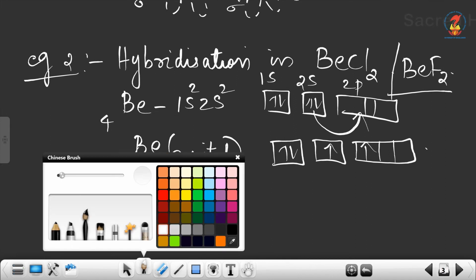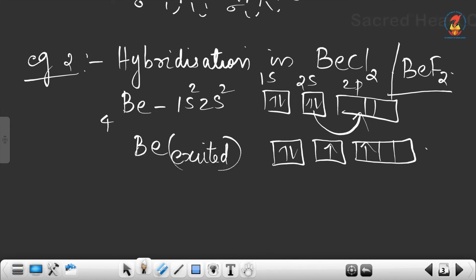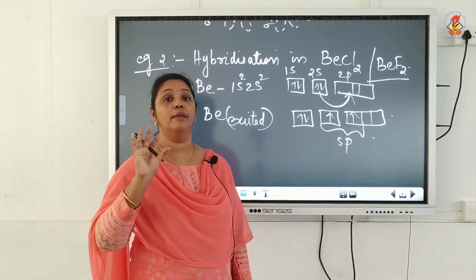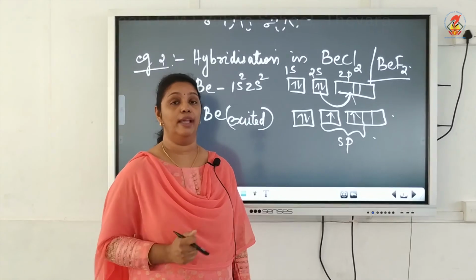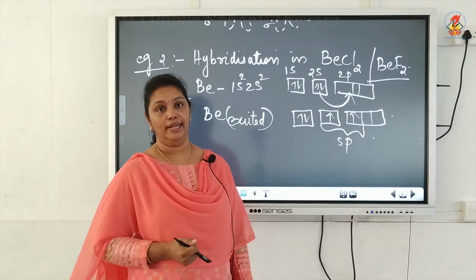Now you can see we have two half-filled orbitals, one s orbital and one p orbital. They will hybridize to form two new sp hybrid orbitals. So we have two sp hybrid orbitals present on the beryllium atom.